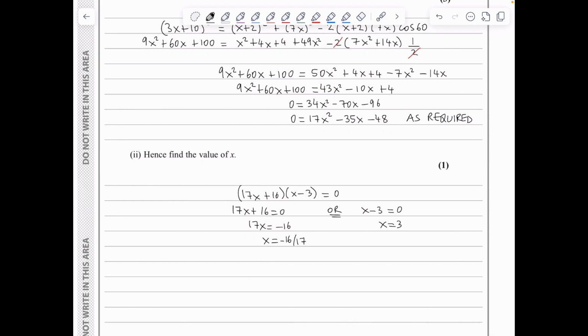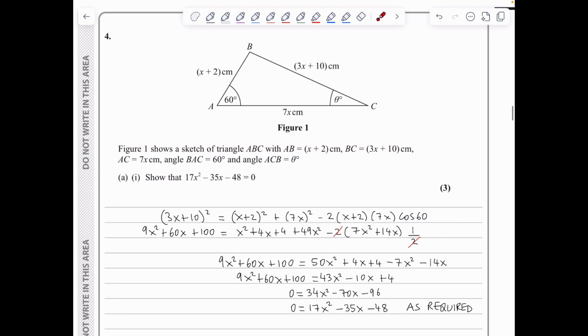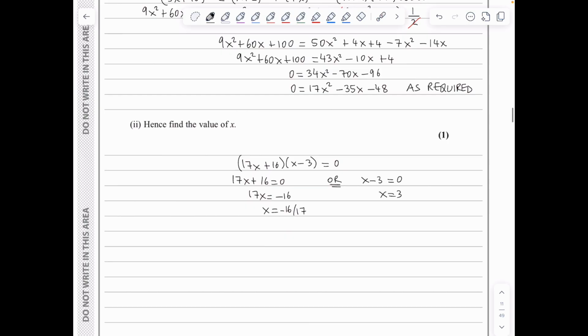However, looking at the diagram, 7x is a length here. This means that x cannot be negative, so I need to reject the negative solution here. I'm going to say reject this. It's not valid, so the only value for x is that x is equal to 3.